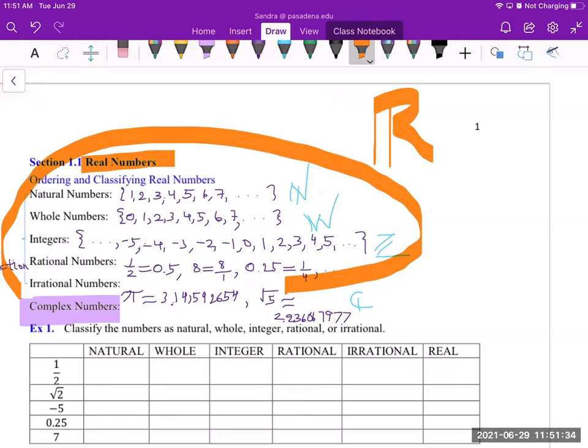However, complex numbers are a bigger set. In fact, complex numbers include all the real numbers plus the complex numbers. When we get to that point, we're going to discuss it more in detail. I don't remember what the symbol is for rational numbers, but you don't have to worry about the symbol.